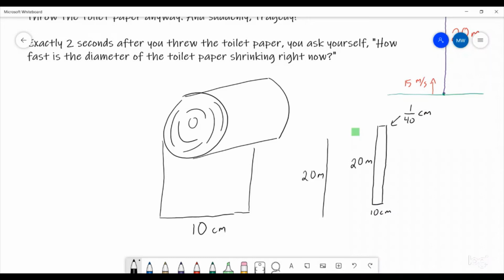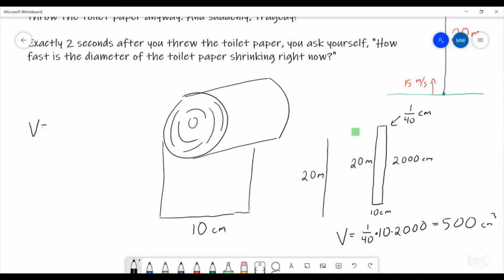So let's convert everything to centimeters. So that's going to be 2,000 centimeters, and so the volume that has been taken out is going to be 1/40th times 10 times 2,000. 2,000 divided by 40, that is going to be 50. So 50 times 10 is 500. So the volume is 500 cubic centimeters that has come out. And now the question is, is that all of the toilet paper? Well, let's figure out the original volume of the toilet paper.